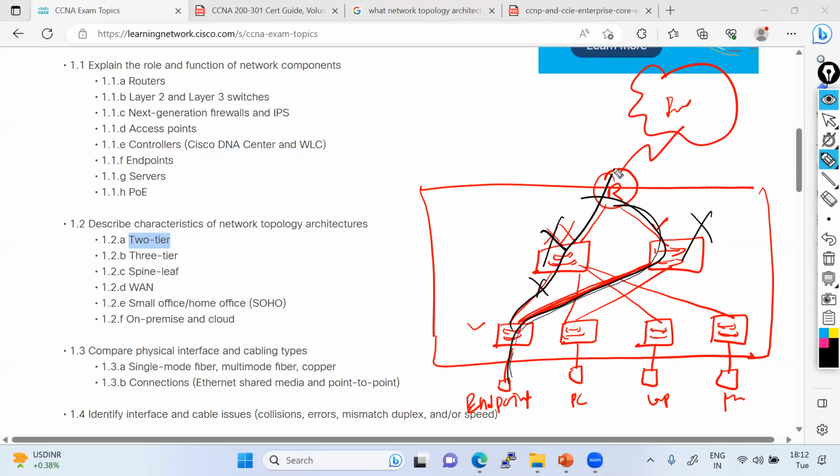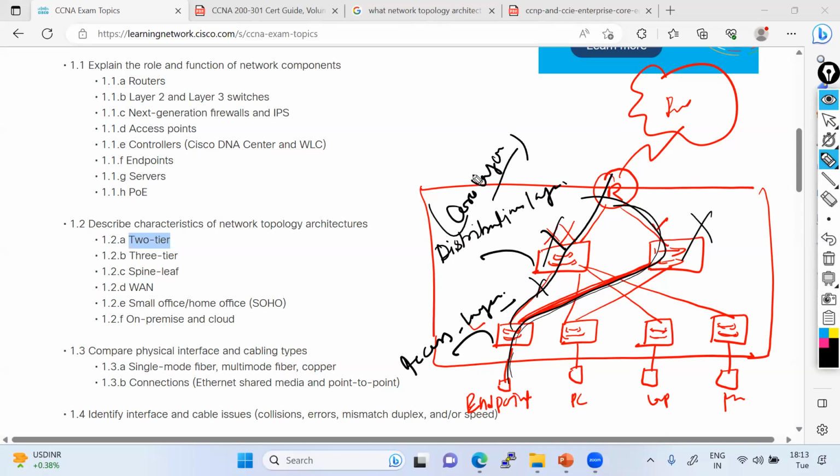So to maintain the redundancy and allocate equal load within the switching environment, we divide the switch infrastructure into two parts. The first part we know as the distribution layer. And this part we also know as the access layer. But when we talk about the two-tier architecture, this distribution layer becomes the core layer. It is going to act as a core layer.